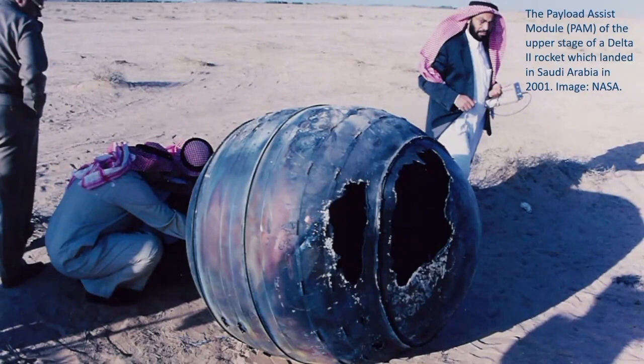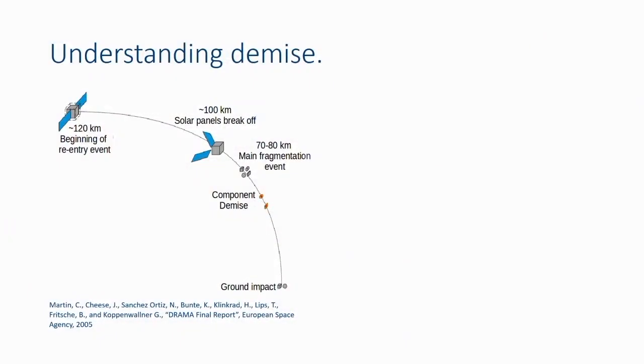In order to understand the casualty risk associated with re-entry events and reduce it, we should understand what's going on during a re-entry event for a satellite. The beginning of the re-entry event is generally around 120 kilometers. That's the point of no return, where you can't really get back into orbit. Then at about 100 kilometers, the solar panel is going to break off, and at 70 to 80 kilometers, there's going to be a catastrophic fragmentation event.